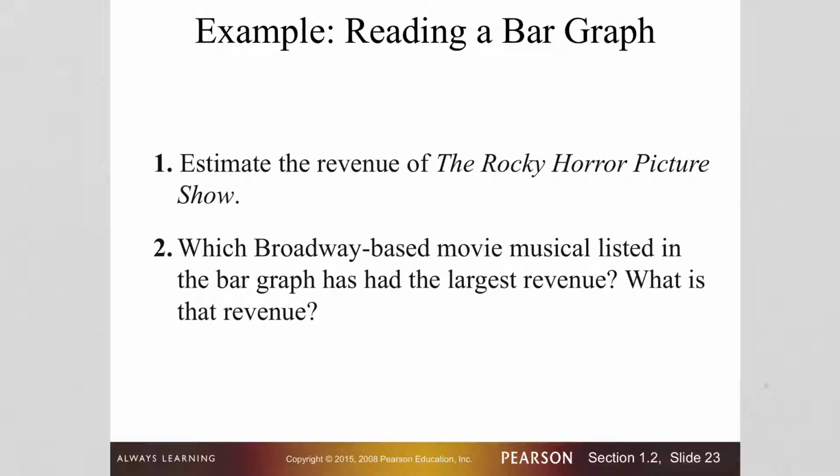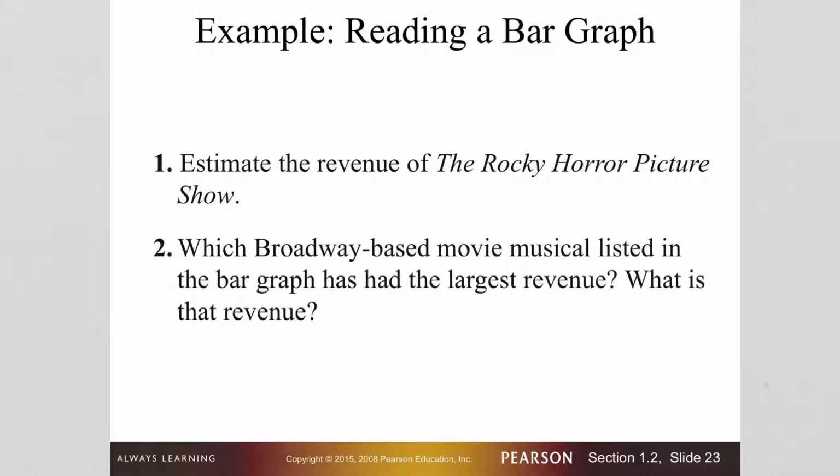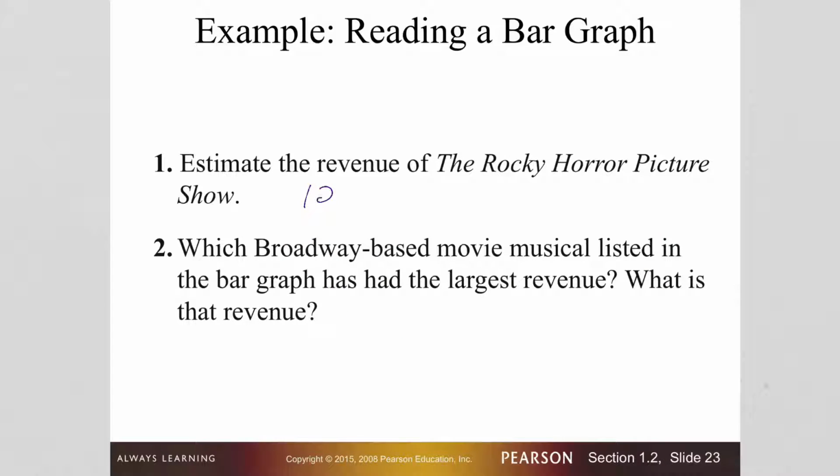Okay, so this question says, estimate the revenue of the Rocky Horror Picture Show. So again, going back to that graph, I know that it's more than 100 but less than 125. So if I estimate the revenue in between those numbers, I would get it right. More than 100, less than 125. If somebody told me 120, don't forget to write million, and don't forget your dollar sign. So if you gave me that answer, I would have to count it as correct. It has to be more than 100 but less than 125.